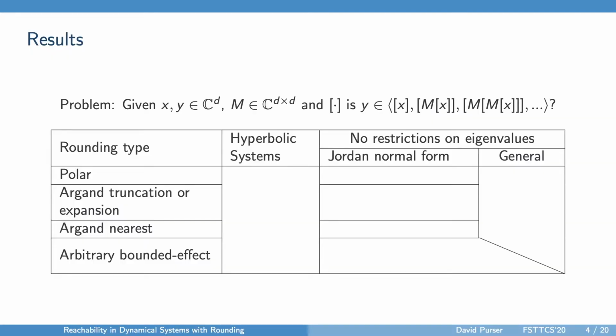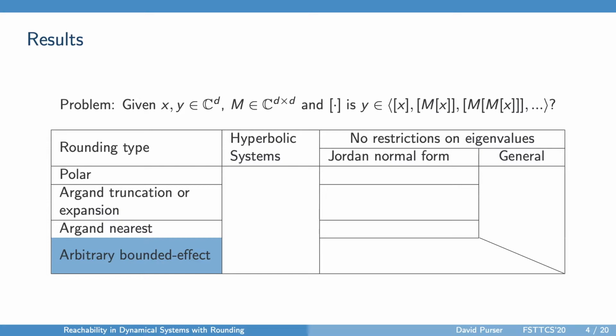And so we consider the point-to-point reachability problem for rounded dynamical systems. We'll need to consider several rounding functions and several restrictions on the type of system allowed. We'll be interested in solving the problem for several rounding functions. In particular, we'll want to use the polar rounding function or the argand rounding functions. Here we'll differentiate between only using the floor or the ceiling function, which we call truncation or expansion, and the nearest rounding function. In full generality, we want to solve the problem for any rounding function, providing this rounding function has some reasonable behaviour, such as bounded effect. This arbitrary bounded effect rounding encompasses all the previous rounding functions, so this is what we'd really like to solve.